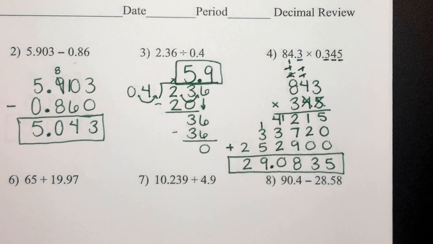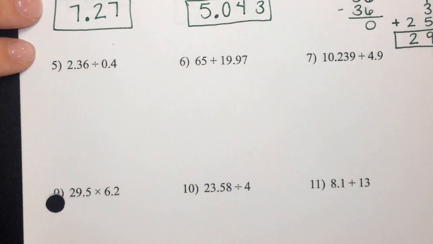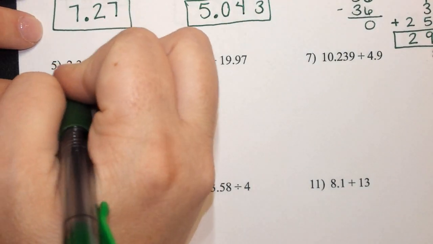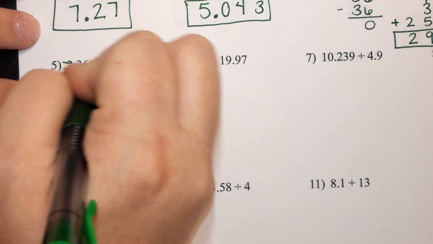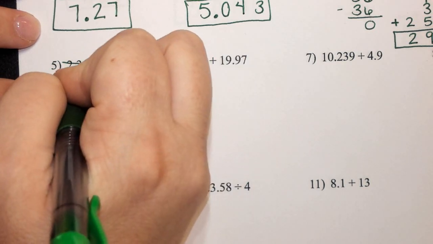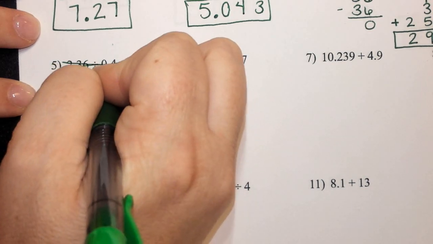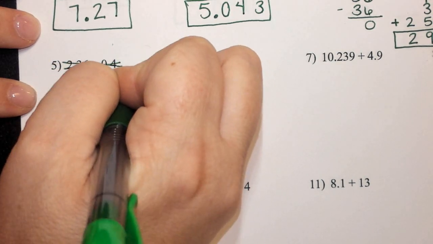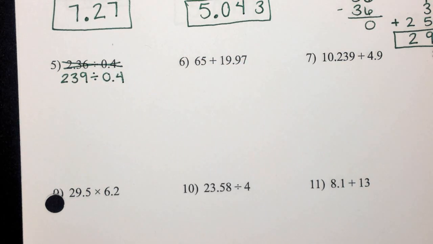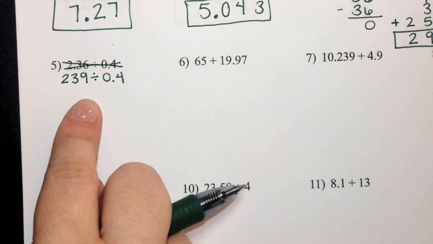All right, number 5, we got to fix it. Number 5, we need to fix it because it's on there twice. So we're going to change this to 236 divided by 0.4. So it didn't change a whole lot, but it did change a little. So let's make sure we've written that down. Make sure you've written down our new problem.